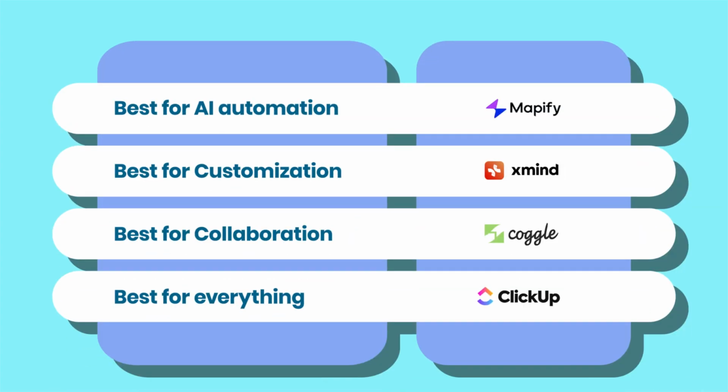ClickUp is perfect for teams, businesses, and individuals like students who want a mind mapping tool that goes way beyond simple brainstorming. So, after looking at all these tools, we can safely conclude that if you want AI-driven automation, go for Mapify. If you prefer a structured and professional approach, Xmind is a solid choice. If you need a simple, collaborative tool, Coggle is a great pick. And if you want a mind mapping tool that does it all, ClickUp is the ultimate solution.